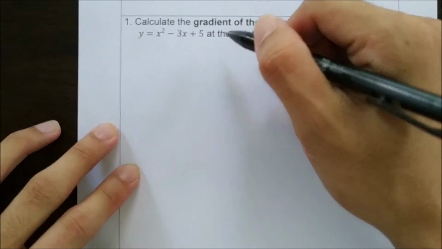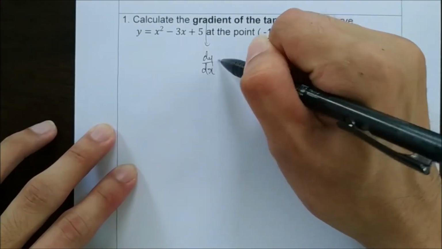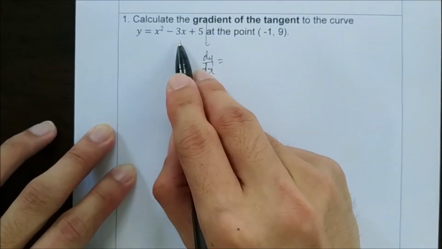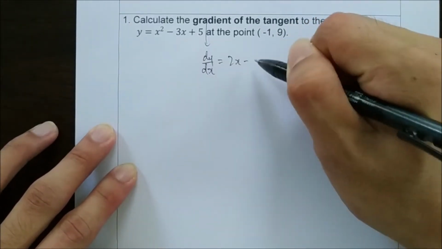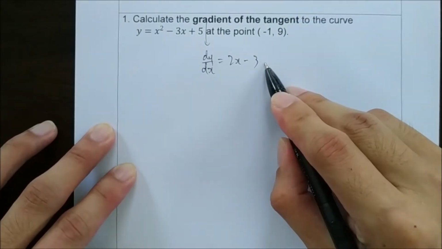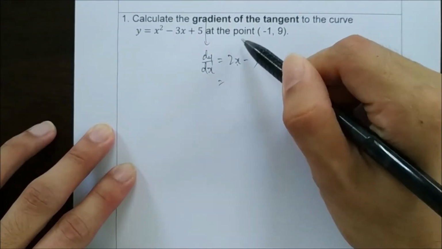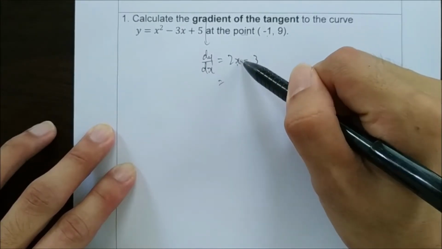So again, gradient of the tangent means you are finding the dy/dx. You are going to differentiate this, or find the first derivative of this equation. So y equals this, so dy/dx equals 2x minus 3 plus 5, which becomes 0. And then the x value, we just substitute because it's at this point, with the x coordinate -1, so we just substitute into this.